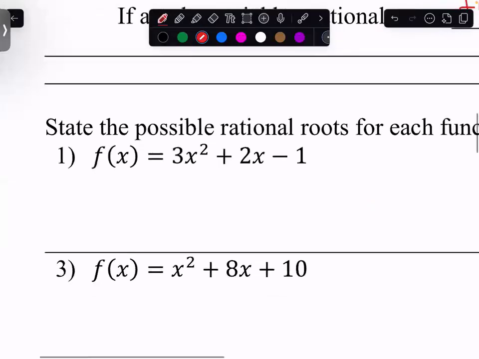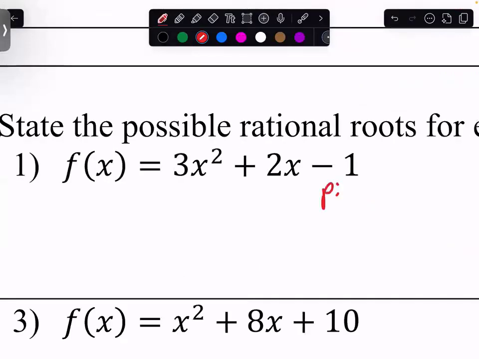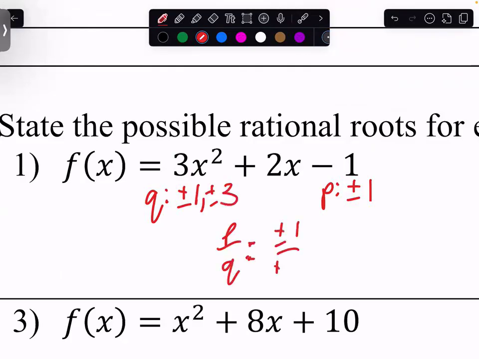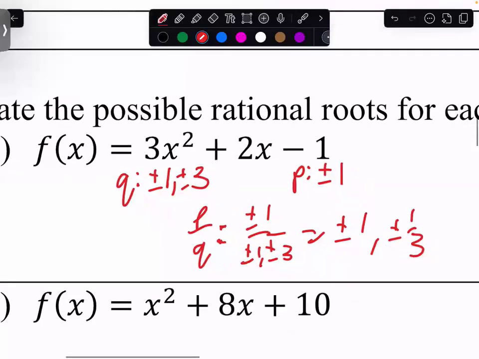Okay, so back on problem 1. Your P values would be factors of -1, which can only be plus or minus 1. Your Q's are factors of +3, so it could be either plus or minus 1 or plus or minus 3. When you make your P over Q list, first you pair the 1/1, that's 1. Then you pair the 1/3, that's 1/3. And that's it. So this one actually only has 4 possible rational roots.